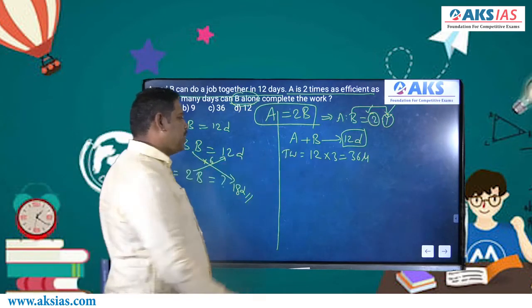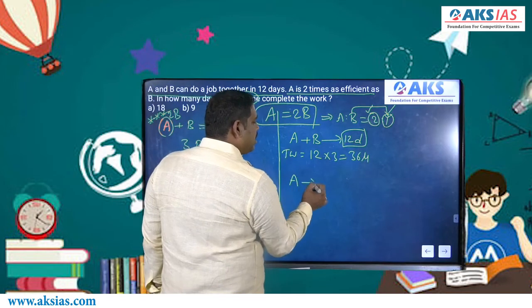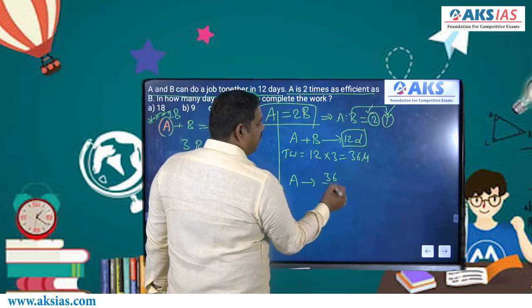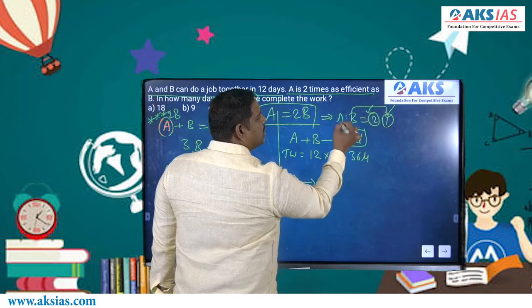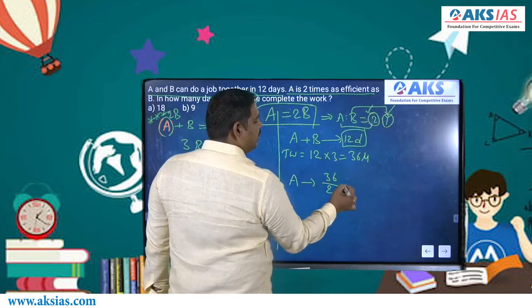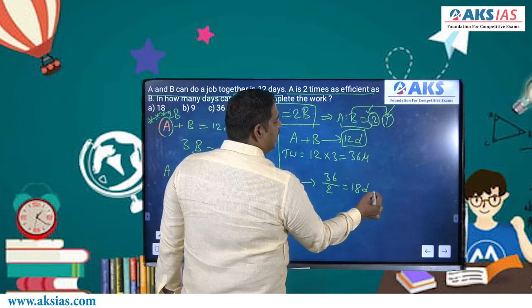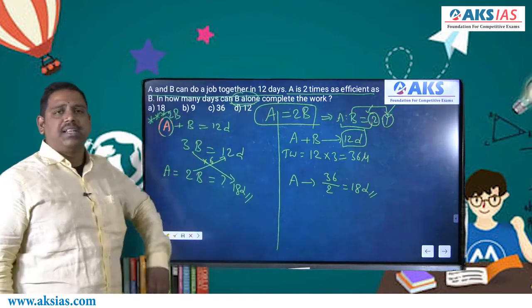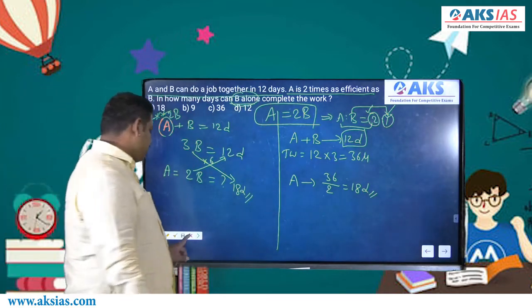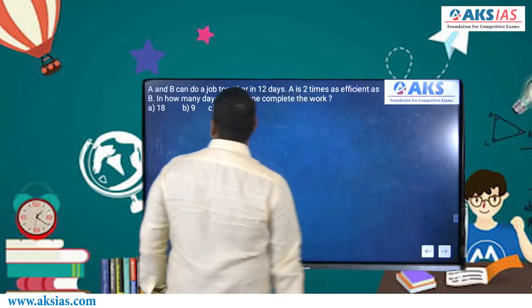If you go by the other procedure, in how many days does A alone complete it? Total work is 36. Per day A will complete how many units? 2 units, right? So 36 by 2 is 18 days. This is the way to solve this kind of questions. Let's go to the next question. Hope you understand this.